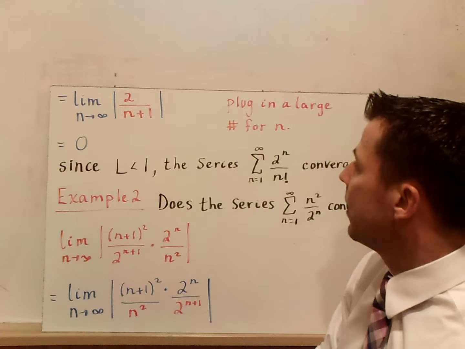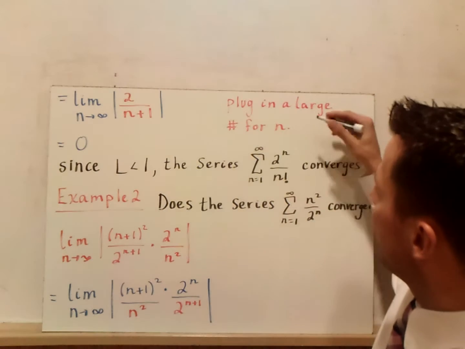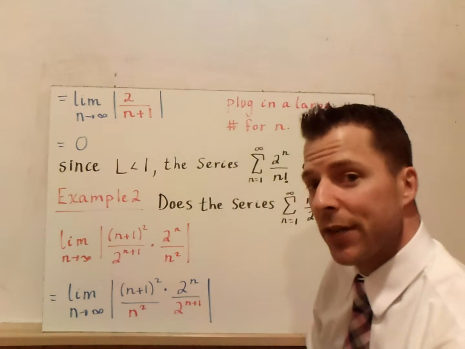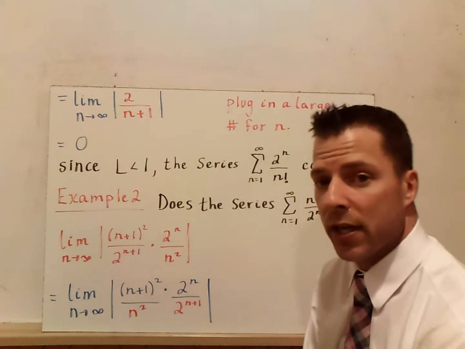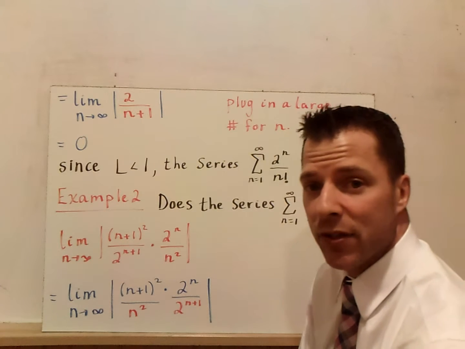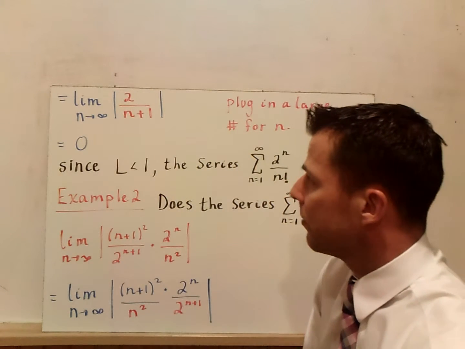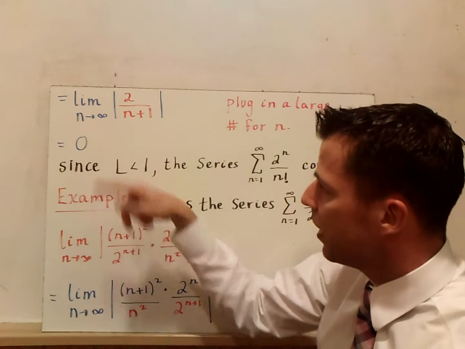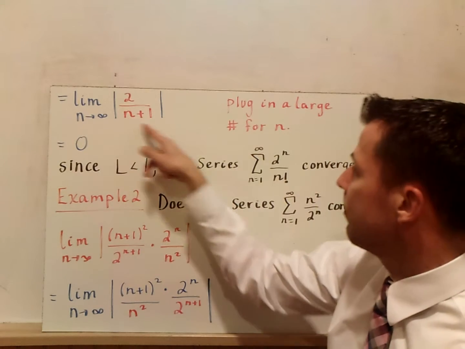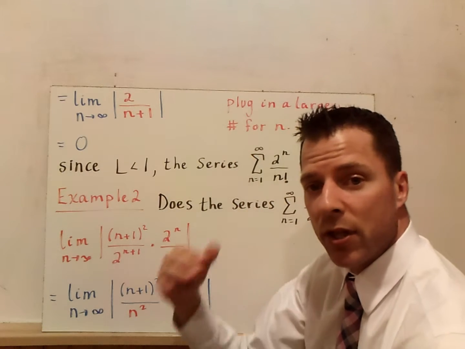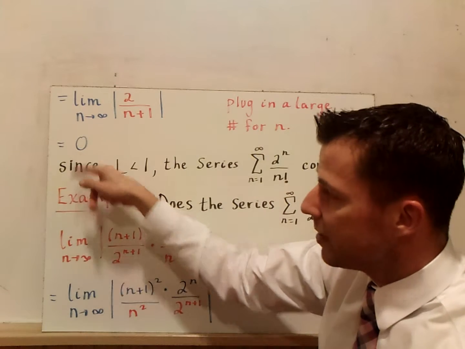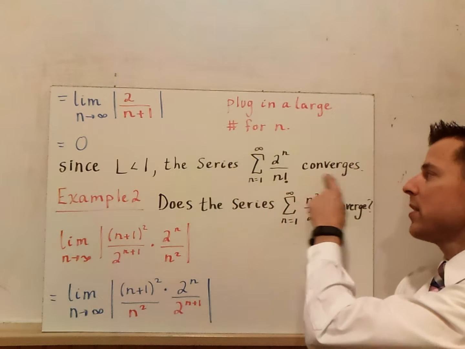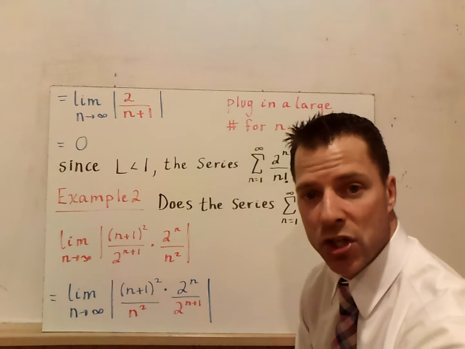You can mess around with that if you think about it with factorials. I don't have the space for it, but you'll have to mess around with it to see why that simplifies, or I can show you in class, but you're definitely going to have to look at that. But this is what our expression simplifies to, 2 over n plus 1. If I plug in a really large number for n, I'm going to get 2 over a very large number, which essentially means 0. So my L value is less than 1, so this series converges, and I've gone ahead and shown that.